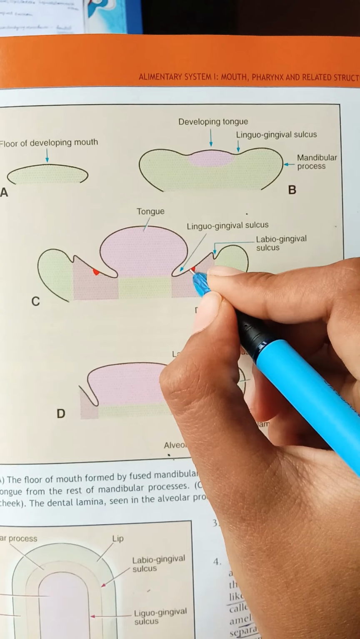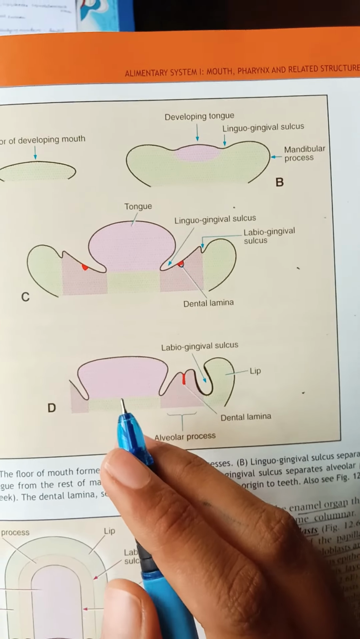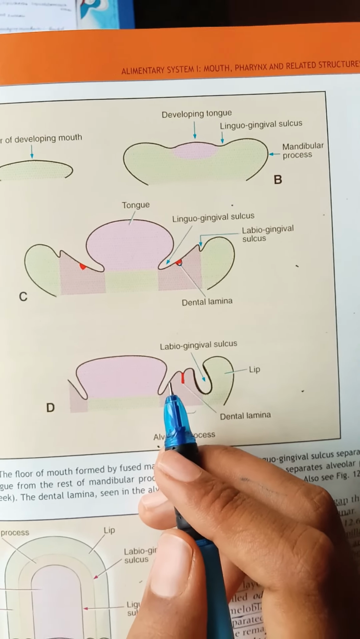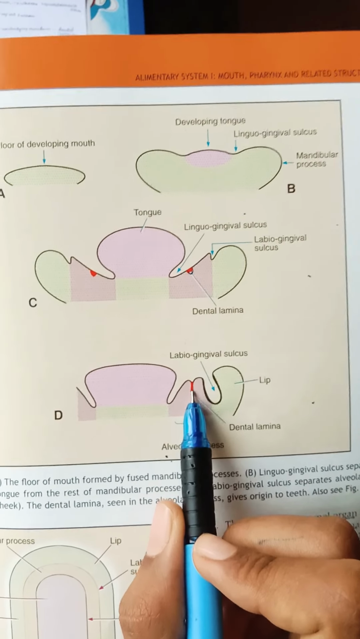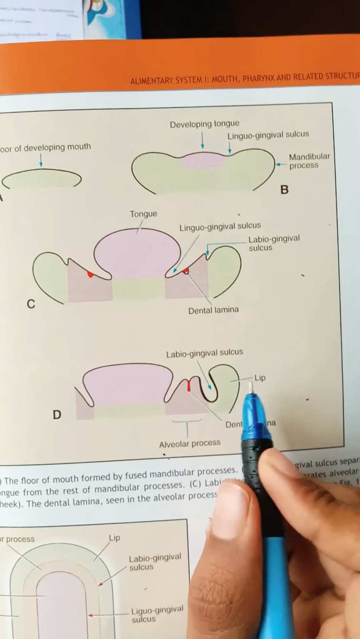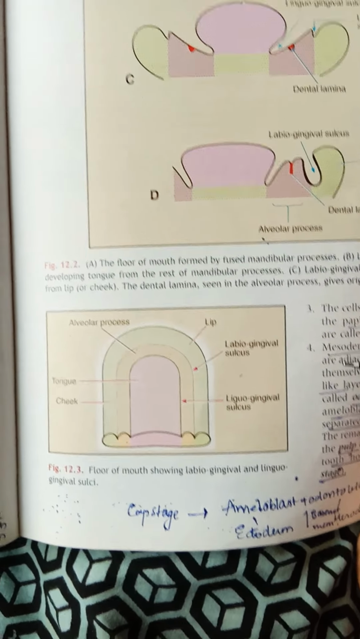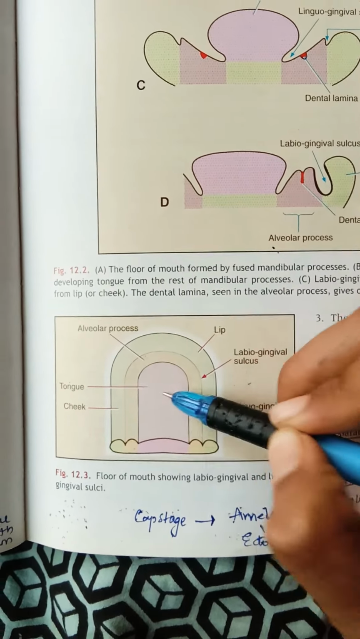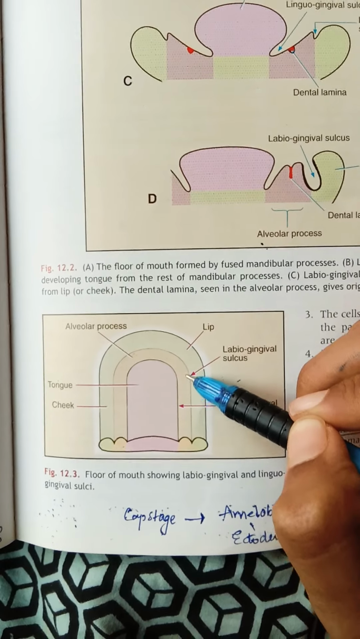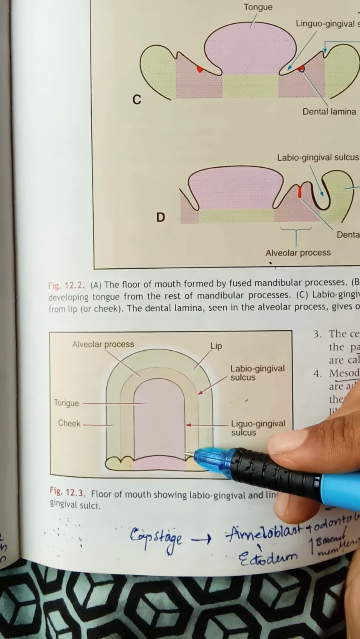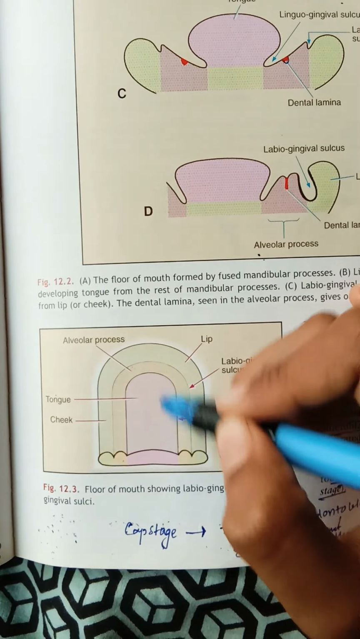You can see the dental lamina is also forming here, from which a tooth arises. So between the labiogingival sulcus and the linguogingival sulcus, the alveolar process takes place, and the dental lamina is lining over it, and tooth eruption also takes place here. And this is the lip. You can see the floor of the mouth showing the labiogingival and linguogingival sulci. Here you can see the tongue, and the alveolar process, which is where the teeth form. This is the lip, this is the labiogingival sulcus, and this is the linguogingival sulcus. In between these two the teeth are present, and this is the cheek and this is the tongue.